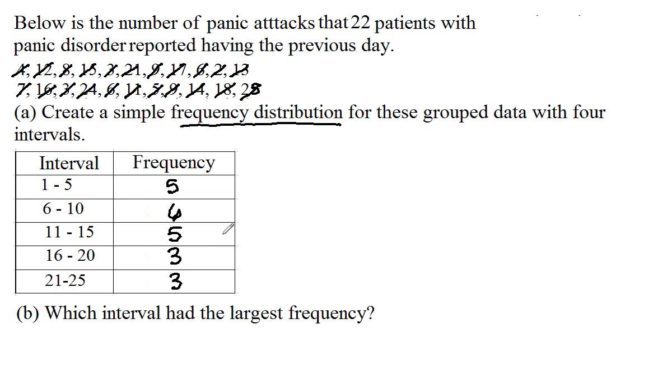So that's all they want you to do for part A. Make sure that you've got all your numbers crossed off, and make sure that these frequencies add up to the total, which in this case is 22. So 5 and 6 is 11. And then 5 and another 6 is 11, 11, 11, 22. So we've got a total of 22 values. So that checks.